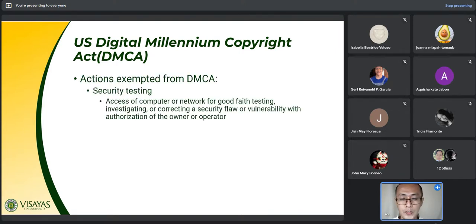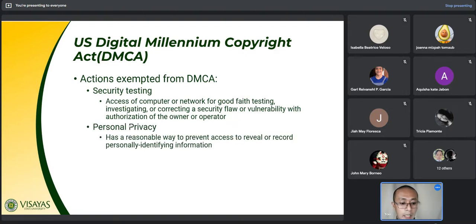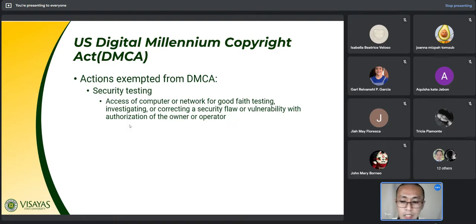Then lastly is for security testing. When you try class to test a network in good faith, so take note class, it is mentioned here that in good faith. So in good faith class, you are just trying to check unsa may possible problems sa company so that imo siyang ma-address as early as possible. So that's exempted class for DMCA. Like again class, imo gi-check ang software kung unsa may possible issues, unsa may possible problems ani nga software nga gi-create. That's exempted kana for DMCA.